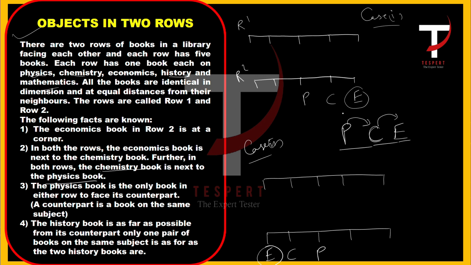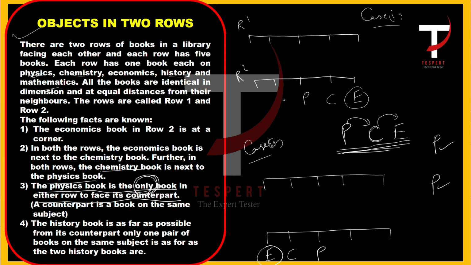Before putting these in row 1 in case 1 and 2, we shall move on to the third statement. The physics book is the only book in either row to face its counterpart. What's the counterpart? A counterpart is a book on the same subject. So the counterpart of physics, in the sense P faces P. Physics faces physics. Remember this: the only book in either row, in both the rows, to face its counterpart.